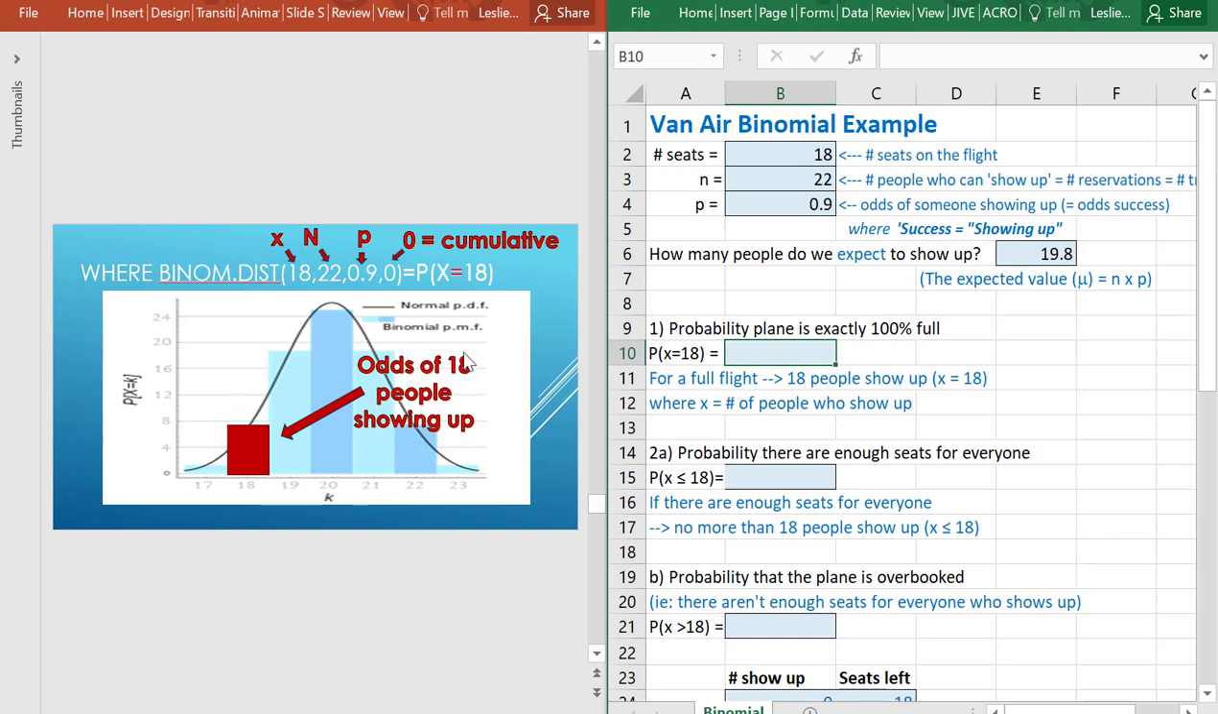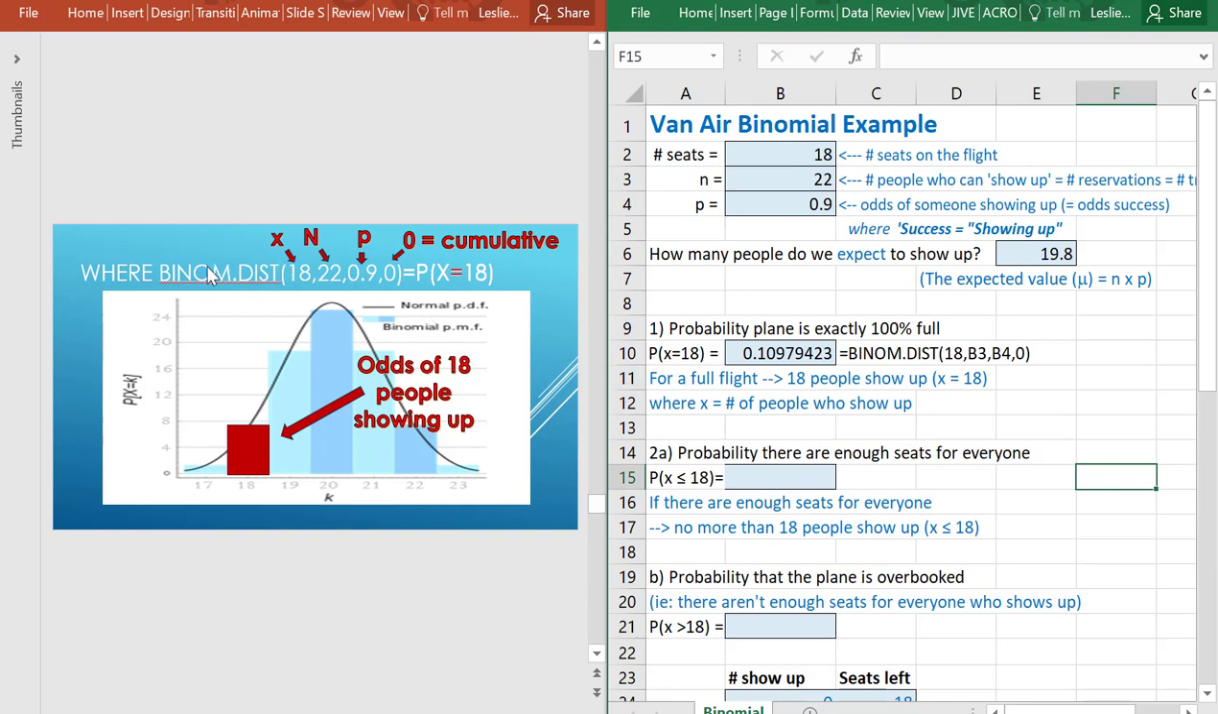That's what we first looked at in the PowerPoint here. So we just use the binom.dist. Put in the 18 for our X. These are our number of successes. Put in 22 for N, 0.9 for P, and put cumulative to 0. When we want the odds of exactly one number for the binomial distribution, put a 0 for cumulative. Okay, so roughly 10% chance of exactly 18 people showing up. Okay, we want that higher. That's our optimal. We want the plane at capacity without being overbooked.